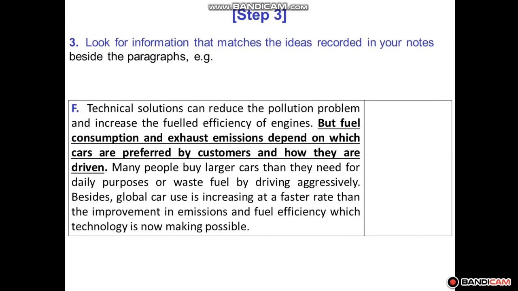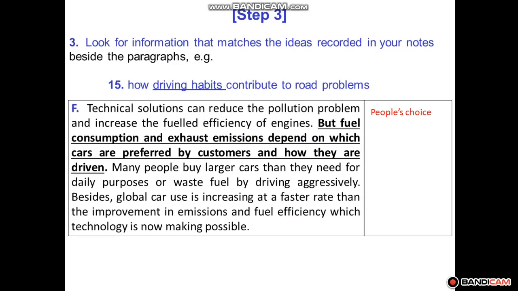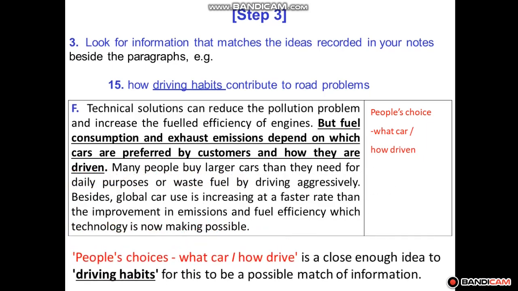look for information that matches the ideas recorded in your notes. Well, you have taken the notes with the help of keywords beside the paragraph, as you saw. For example, now this is something from the passage. That is one of the statements, for example, how driving habits contribute to road problems. Fine. Now we approach paragraph F, and then we have some keywords here, and what we do, we match them to the information that you see here.